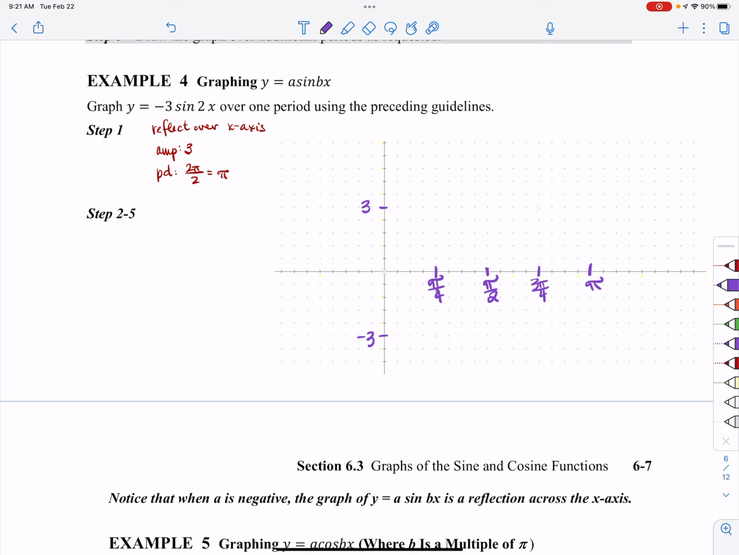This is a sine graph, and a sine graph is going to start at the origin. The beginning, the middle, and the ending are all going to be x-intercepts. Normally, my sine graph would go up first to a maximum, but because I've reflected over the x-axis, I'm going to go down to a minimum first, and my other quarter will be my maximum. So we can connect the 5 values to have my sine graph.